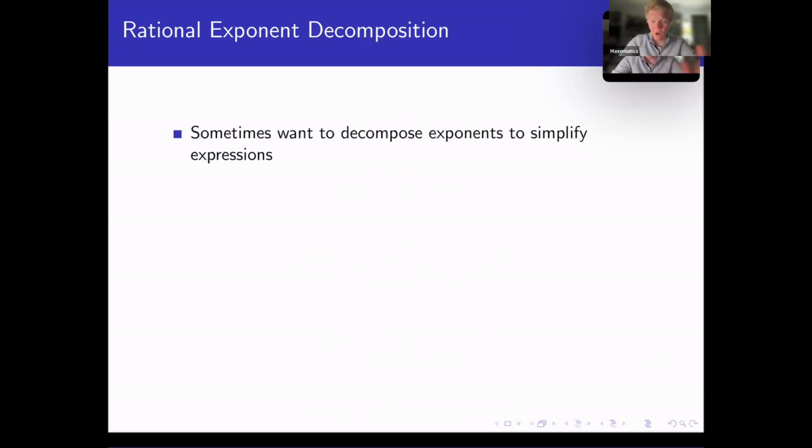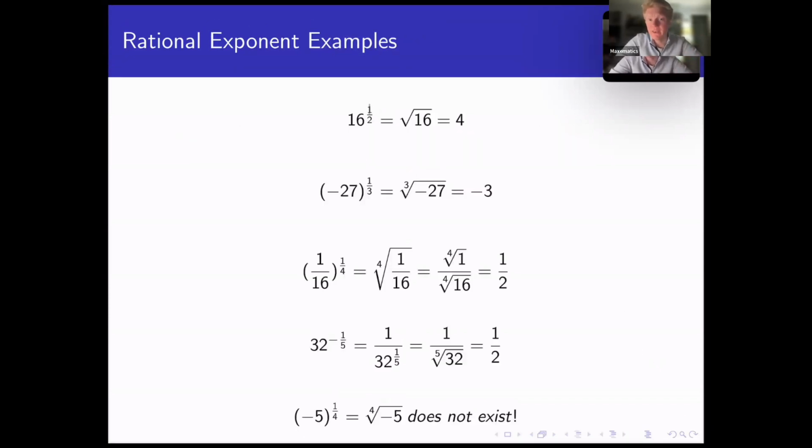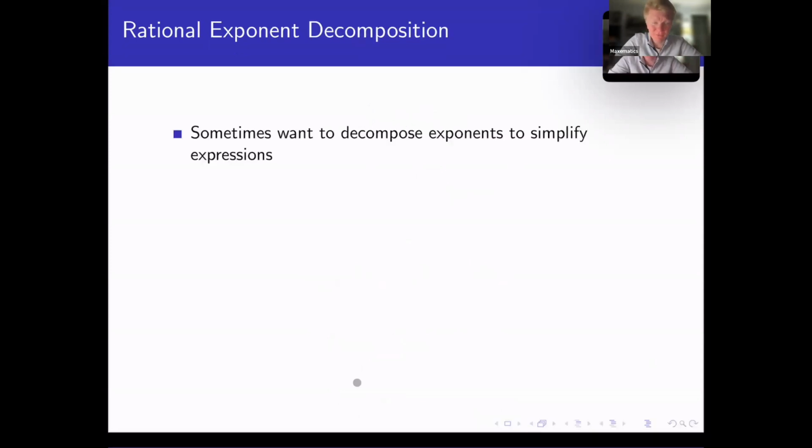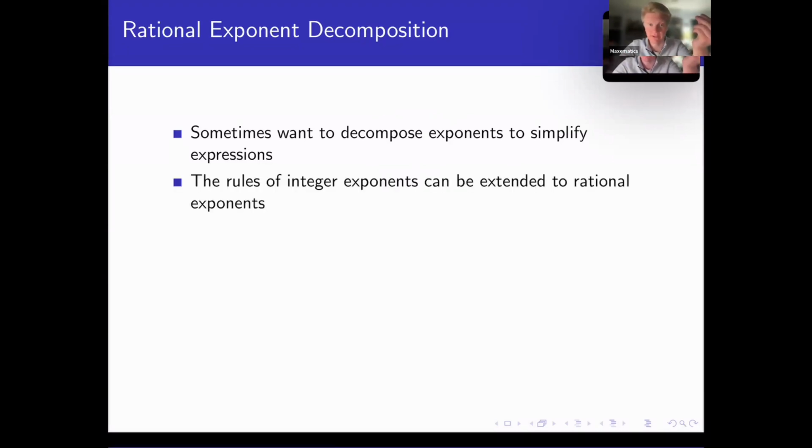However, all of these exponents have all been 1 in the numerator, 1, 1, 1. Is that the only thing we can do? Of course not. So what if we want to go backwards? What if we're given an expression that has a rational exponent and we want to use roots to be able to evaluate these things without a calculator? So the rules of integer exponents can be extended to rational exponents. All the rules that we had for integer exponents, like the product rule, quotient rule, power of a power, all of those rules are still true for rational exponents.